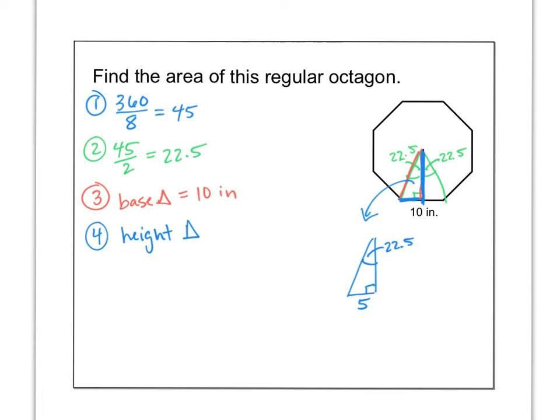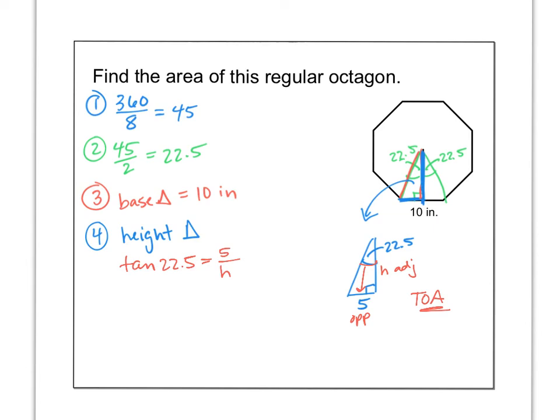Next, I'm going to use SOHCAHTOA. So if I look at the angle that I'm given, this angle right here, the 5 is opposite of that. The height that I'm trying to find is over here, and that is adjacent to my angle. It's right next to the angle. Opposite and adjacent is going to be part of TOA. So I'm going to use tangent 22.5 equals 5 over h.